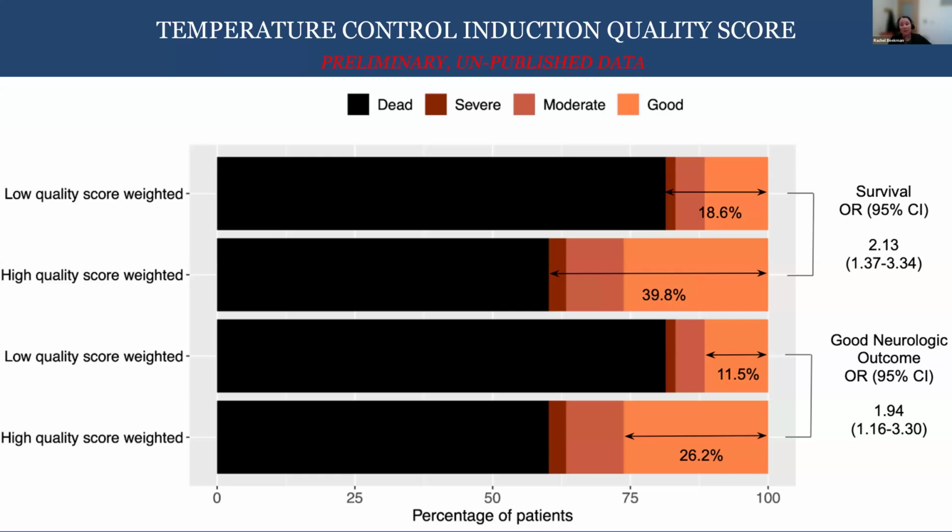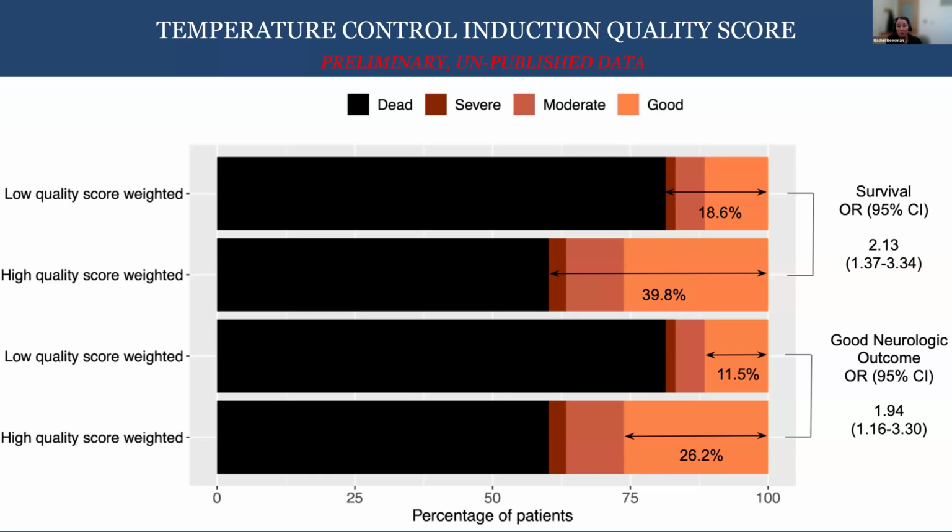While all work is preliminary, we found that an increase in the quality score was associated with improved neurologic outcomes. In an effort to minimize measurable confounding, in this analysis, we also did inverse probability treatment weighting to make sure that the groups were balanced. As you can see in this figure, patients treated with low quality temperature control had a survival rate of 18.6%, compared to almost 40% in those that were treated with high quality temperature control.